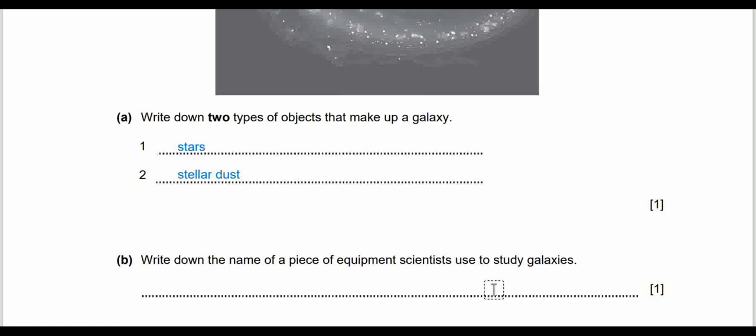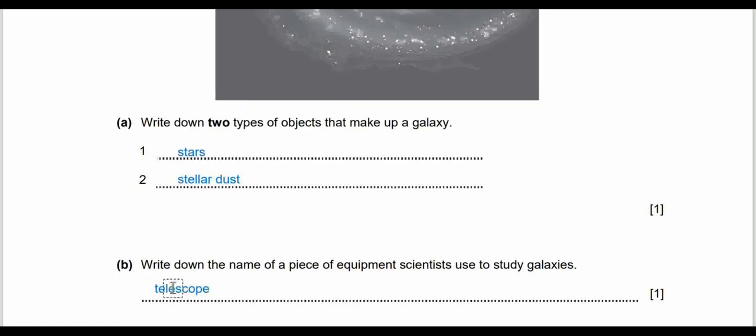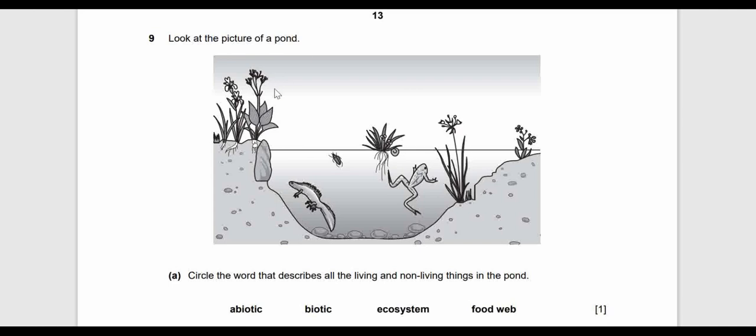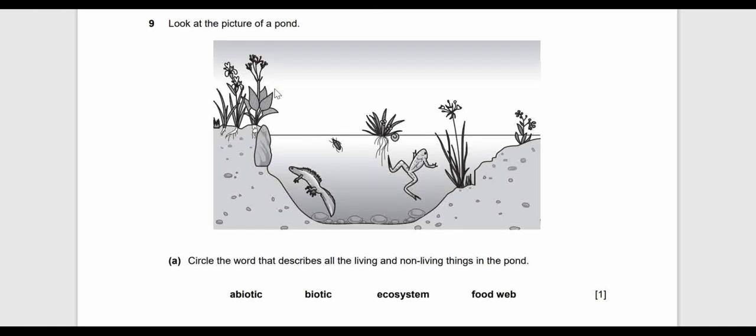Most of you must have known the answer for this. It's a telescope. Next. Question 9. Look at the pictures of a pond. Circle the word that describes all the living and non-living things in the pond. Is it abiotic, biotic, ecosystem, or food web?